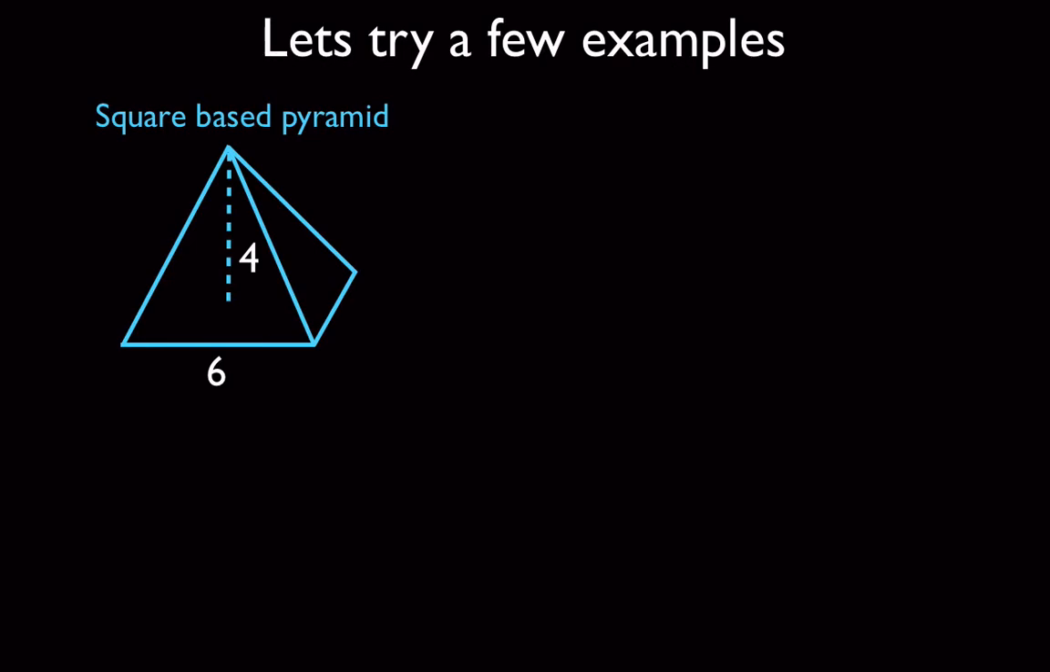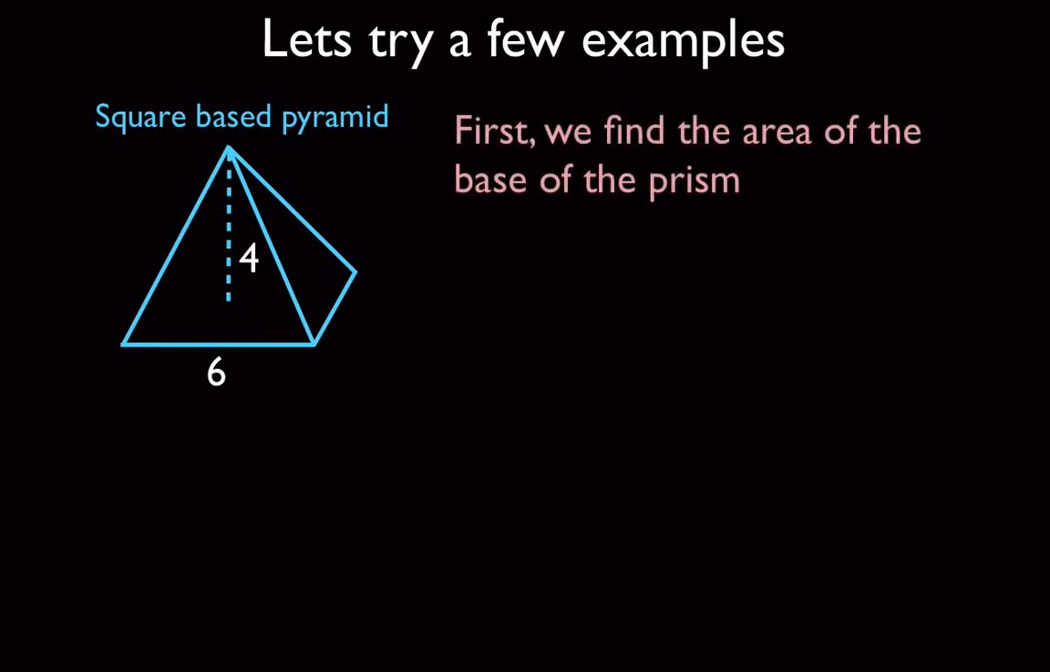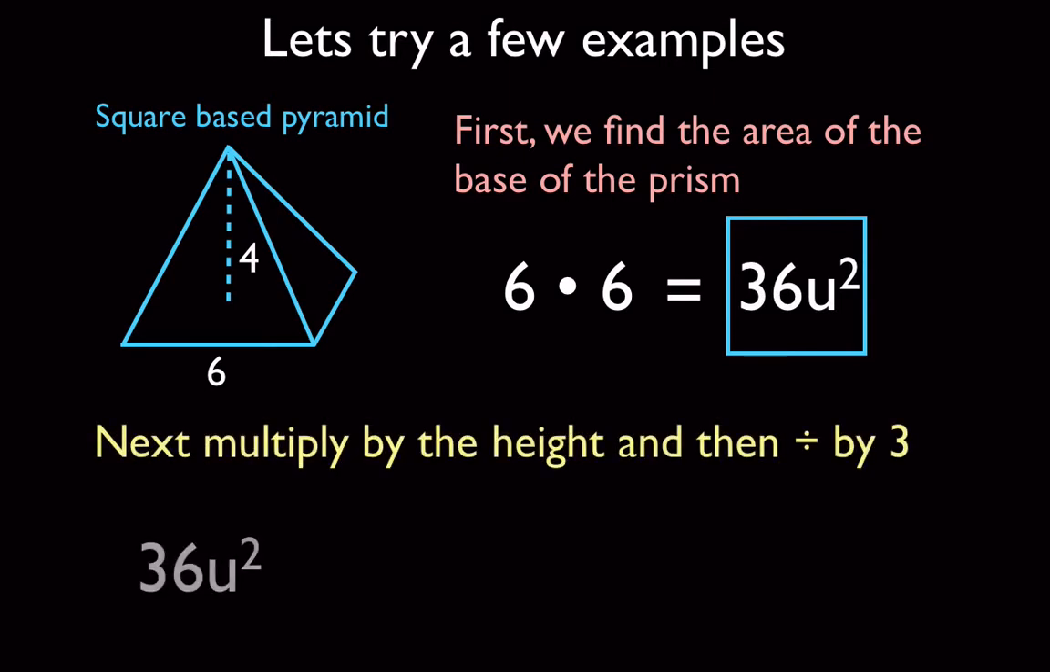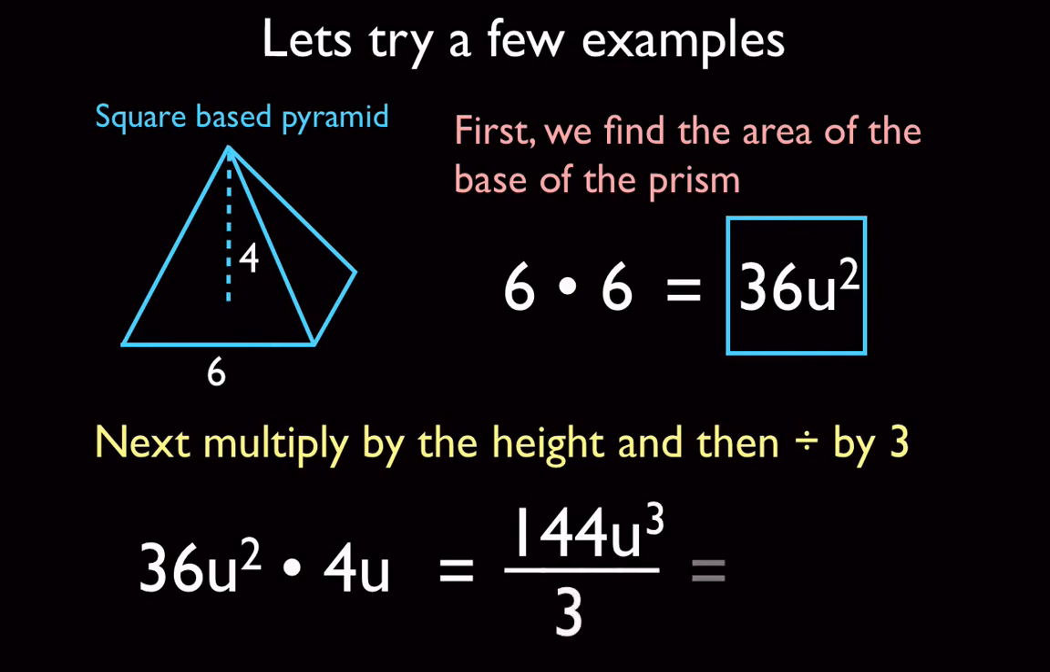All right, so we're going to start off with the area of our base. Our base is a square. That means 6 times 6 is our base, which is 36. We're then going to multiply it by the height, which is 4, and divide it by 3. 144 divided by 3 is 48 units cubed.